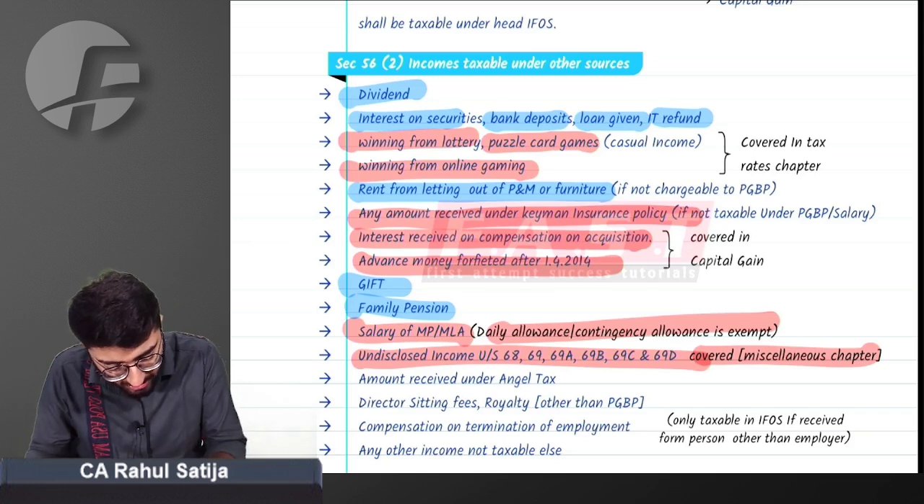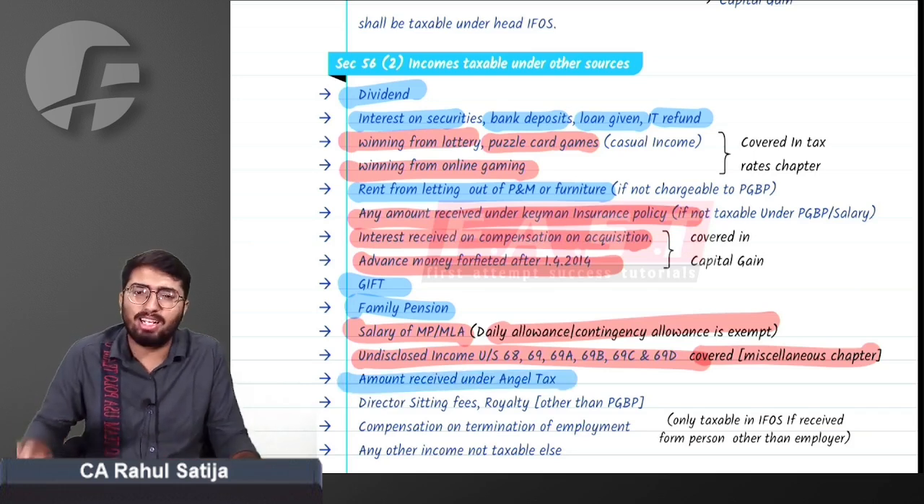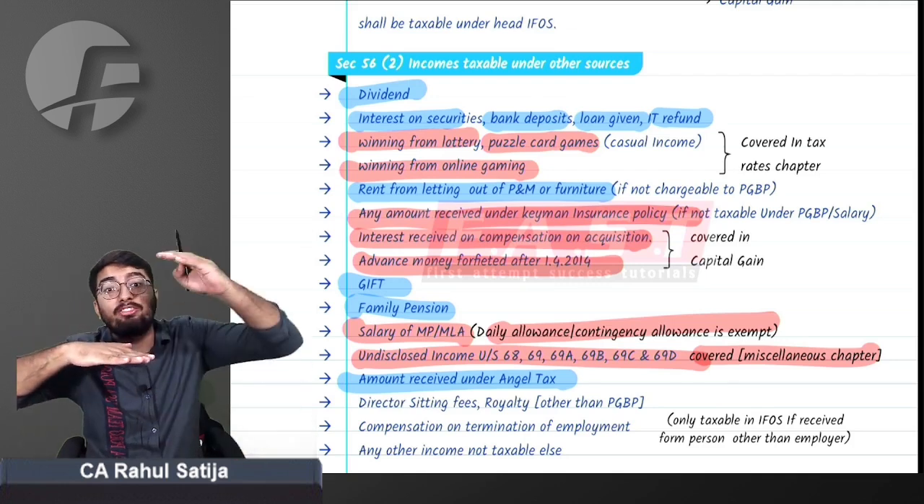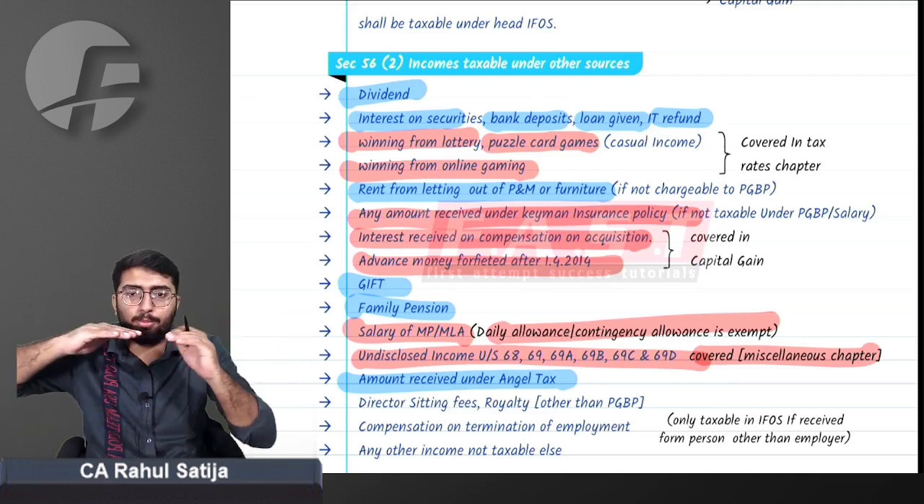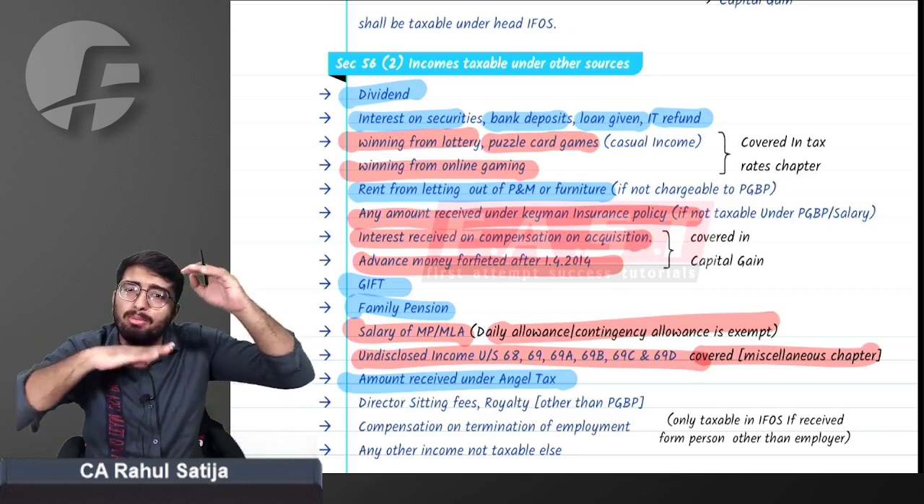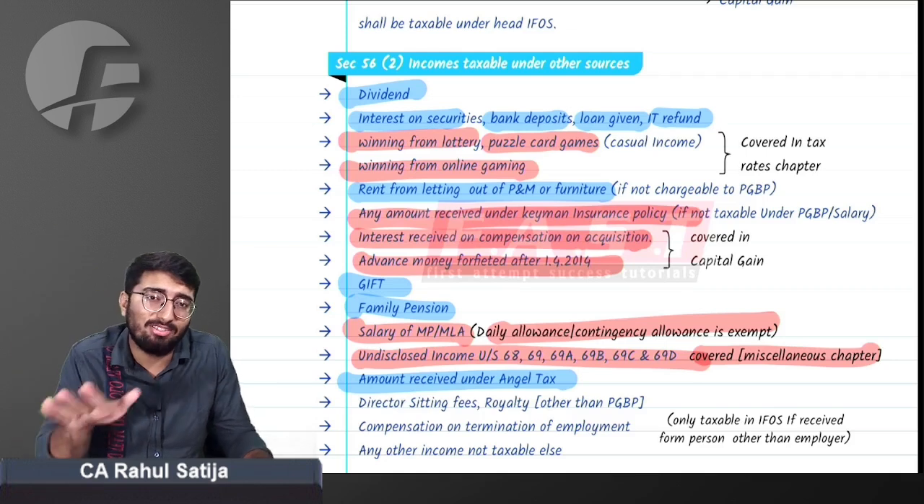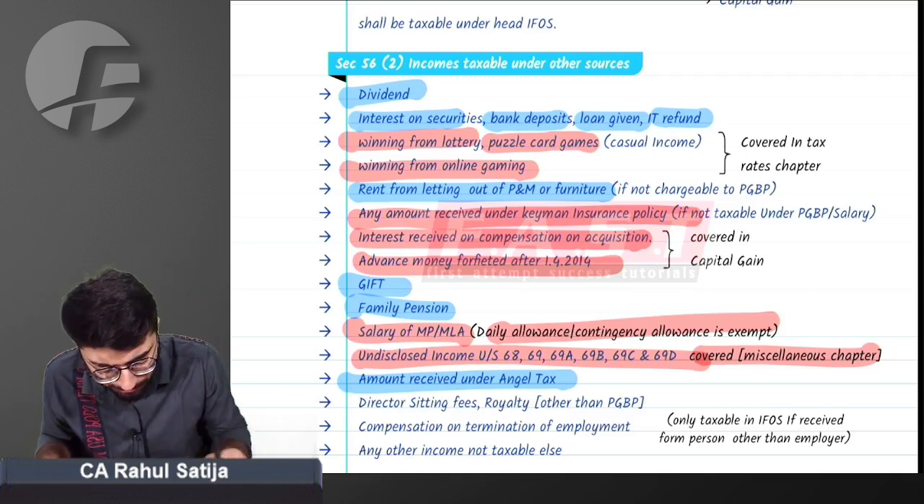Sir, amount received under angel tax. What is angel tax? For example, if shares of an unlisted company are issued way more than fair market value. See, the issue price is 10,000, but the fair market value of such shares is just 1,000 rupees. Then whatever extra amount that you are receiving will be taxable under the head angel tax.